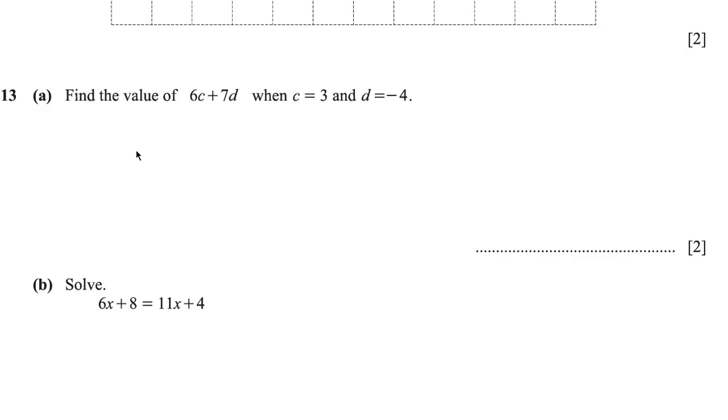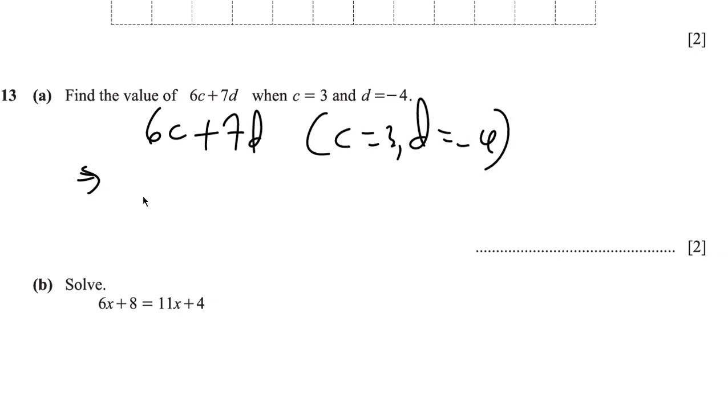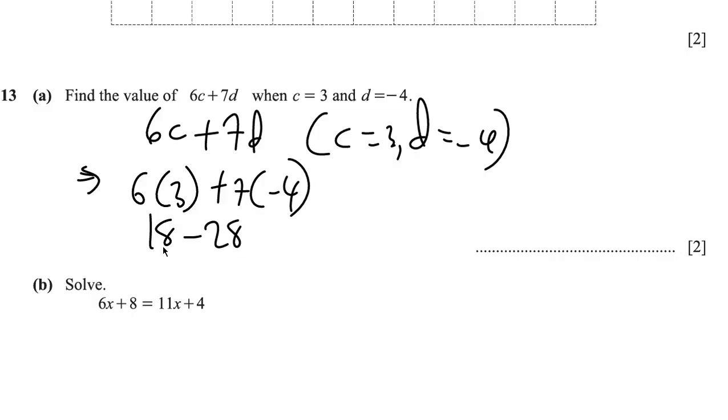13 says, find the value of 6c plus 7d when c equals 3 and d equals -4. So all we simply need to do is substitute. We have 6c plus 7d. Since c is 3 and d is -4, that's 6 times 3 plus 7 times -4. So 6 times 3 is 18, and 7 times -4 is -28. And 18 minus 28, you could simply do 28 minus 18, which is 10, and then we attach a negative sign. So that's -10.